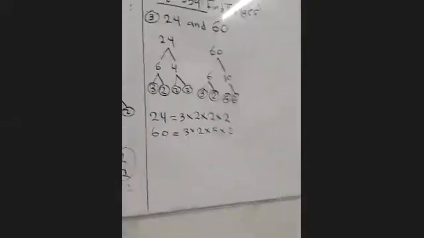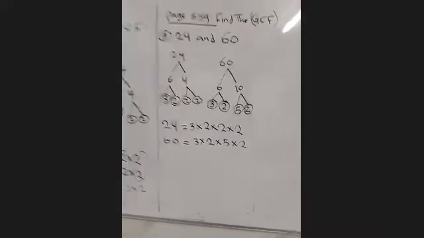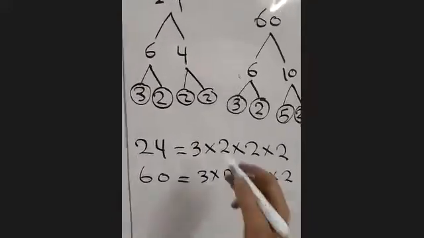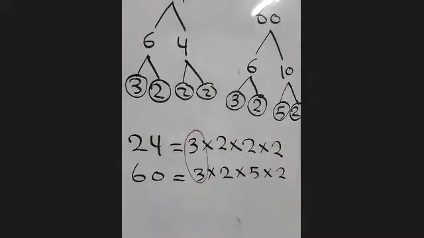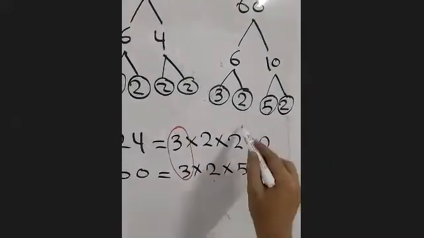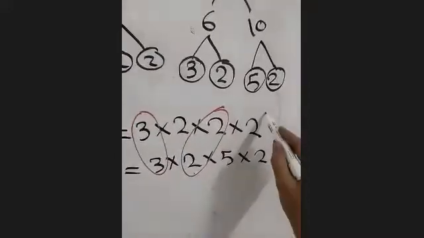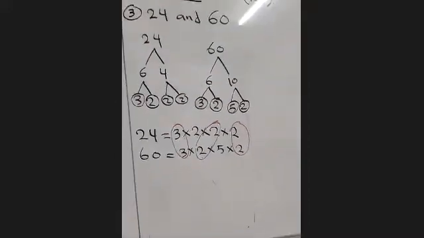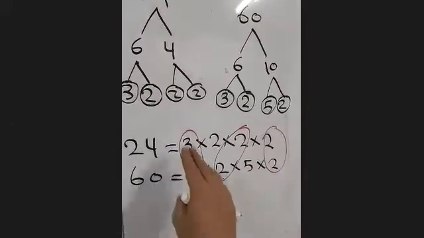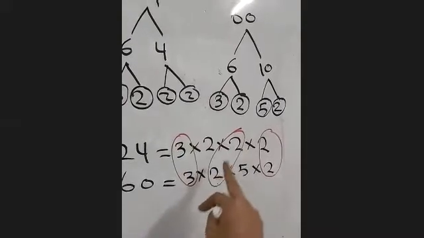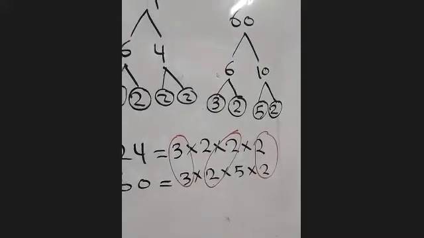Now what's the next step? We will put a circle on the same numbers, the common numbers. 3 and 3, it is common, right? Yes. This 2 and this 2 are common, right? Yes. And this 2 and this 2 also common, right? Yes. Any number up with any number down, it's not conditioned to be over each other. Like these 2 numbers, they are common. You can take 2 with 2 or 2 with 2, okay?